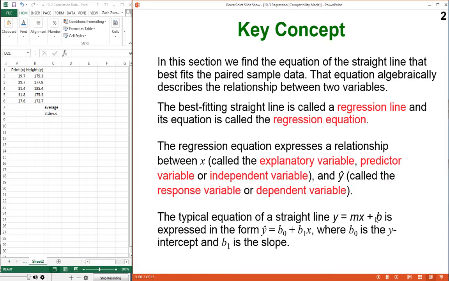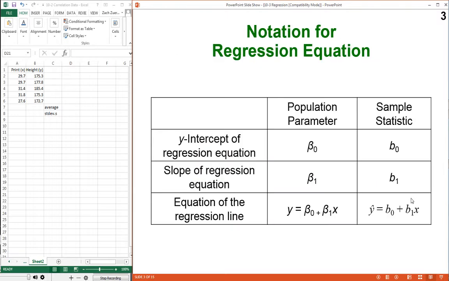So you have y equals mx plus b. We're going to write that as y equals b0, so that's going to be the intercept coming first, and then the slope times x. In regression, this is the order in which we do that. We write the intercept first and then b1x. So b sub 0 is the y-intercept and b1 is the slope.